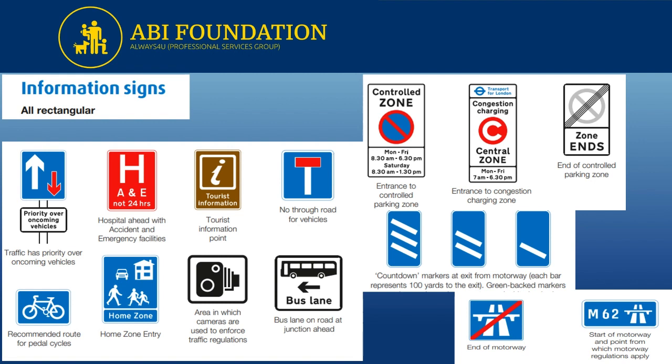This one is end of motorway, and this is the start of motorway. If there is an exit on the motorway, this tells you how many yards away it is. So the marking is every 300 yards: 300 yards, then 200 yards, and now you have 100 yards. You will often see these on motorways. These are areas which tell you that a camera is enforced to measure your speed. So just go through each of them.